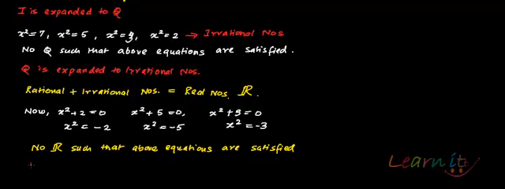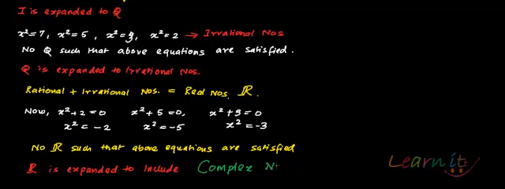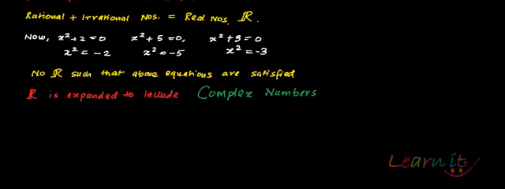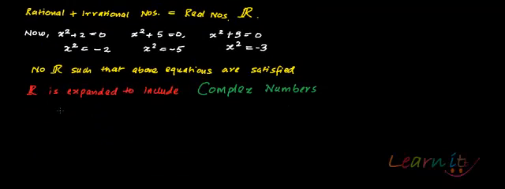So now what to do? Here R is expanded to include what you know as complex numbers. These are complex numbers. So negative square roots, those things, are complex numbers. It has two parts, real and imaginary.